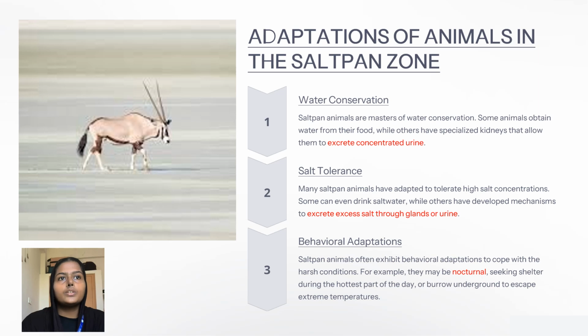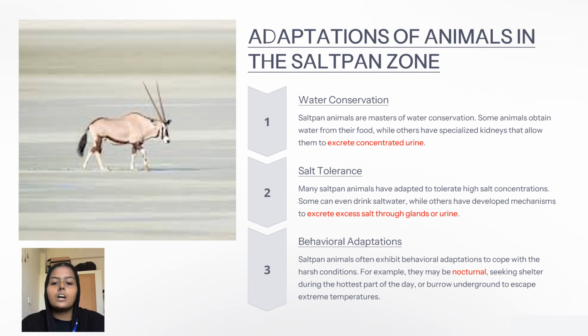Their kidneys have evolved to perform this function. Next is salt tolerance. Typically, any other organisms living in zones other than the salt pan zone, when a high concentration of salt water is consumed, the body dehydrates very quickly, and they will face various other problems. To prevent this, the animals which live in these salt pan zones have the ability to tolerate high concentrations of salt water even when they drink it, by excreting the salt water through specialized glands, or by simple excretion through urine.